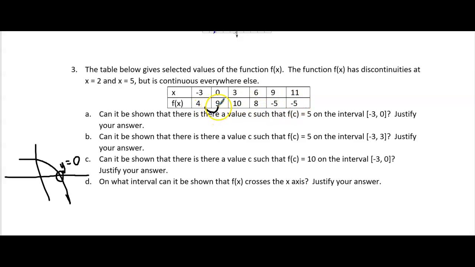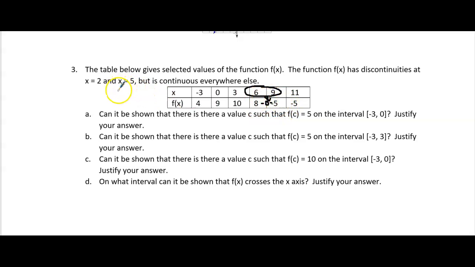Well, from here to here, going from 4 to 9, 0 is not in between there, so I don't necessarily have to cross 0. Going from 9 to 10, same thing. 0 is not in between 9 and 10. It's not between 10 and 8, but 0 is between these two numbers. So let me clear that up a little bit. So 0 does exist between these two numbers, positive 8 and negative 5. So that means on the interval from x equals 6 to x equals 9, yes, at some point my function would have to cross the x-axis because it goes from a positive to a negative.